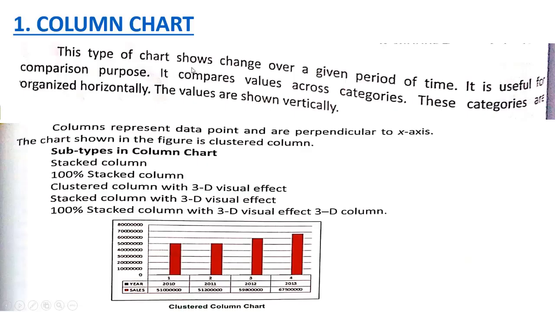This type of chart shows change over a given period of time. It is useful for comparison purposes. It compares values across categories. These categories are organized horizontally and the values shown vertically. Columns represent data points and are perpendicular to the x-axis. The chart shown in the figure is a clustered column.